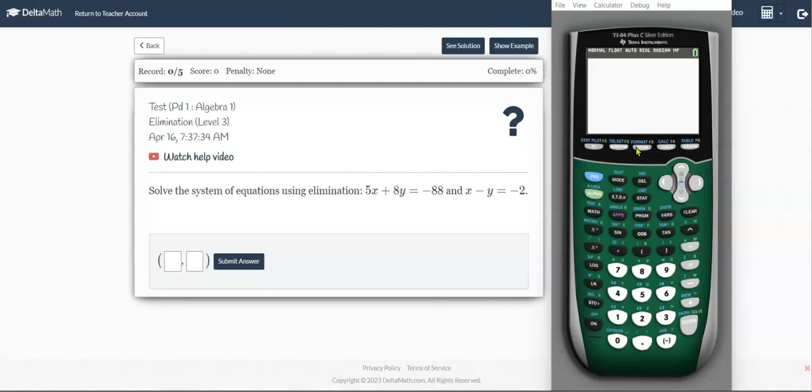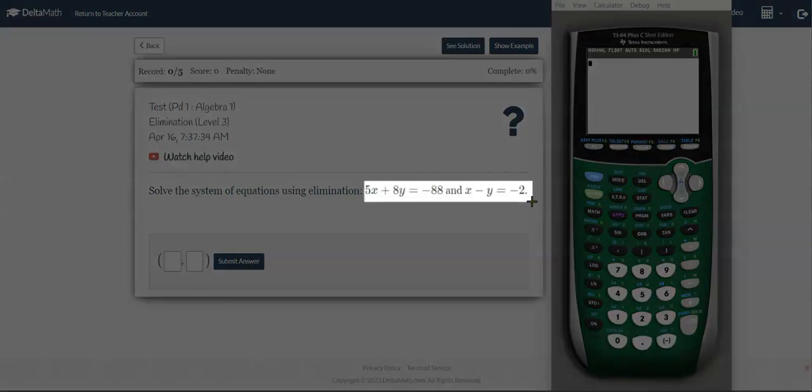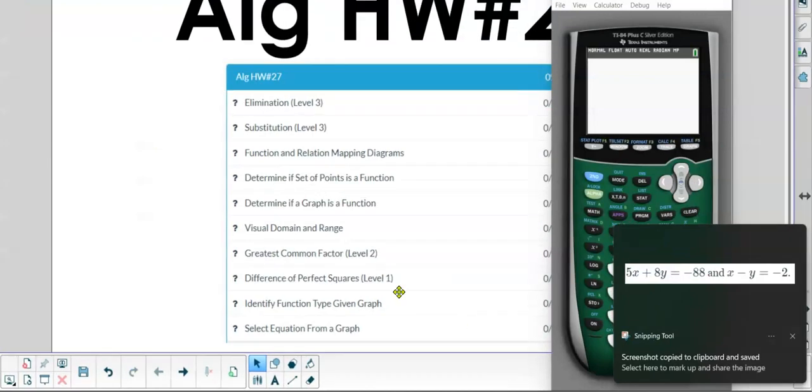My suggestion for this practice is to solve it algebraically and then check your answer using the calculator so that you get practice with both methods. Alright, let's take a look at this first question here. 5x plus 8y equals negative 88, and x minus y equals negative 2. Let's take a quick screenshot of these equations, and we'll get started here.